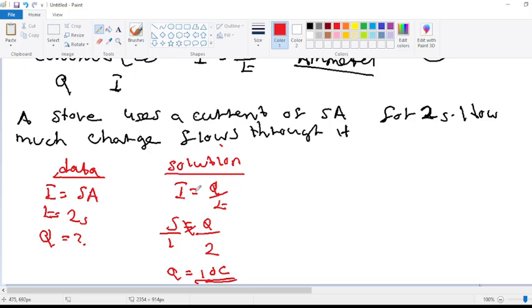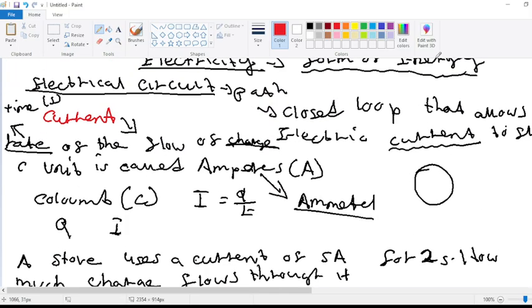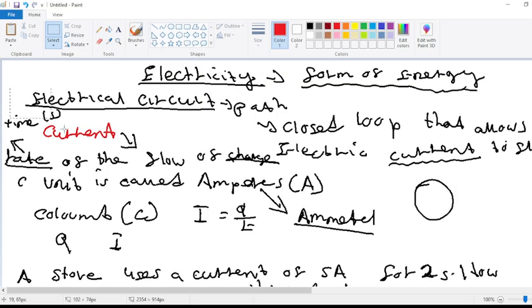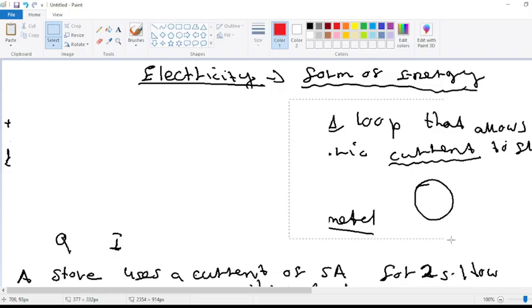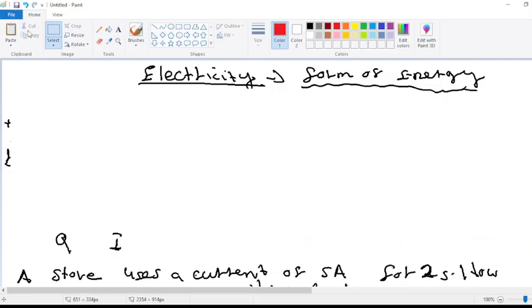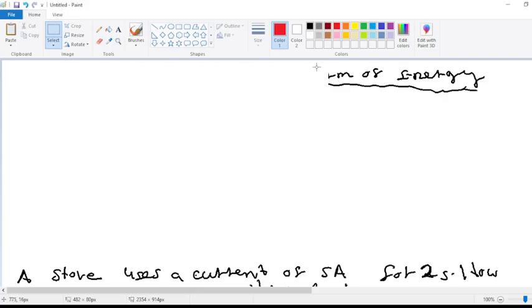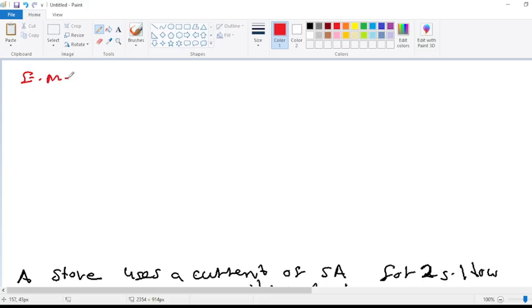Now that we've talked about the current, let's look at another parameter called the electromotive force. This is the one we have to talk about next. Let me just erase this. Okay, now let's talk about the electromotive force, which is denoted by E, the electromotive force.